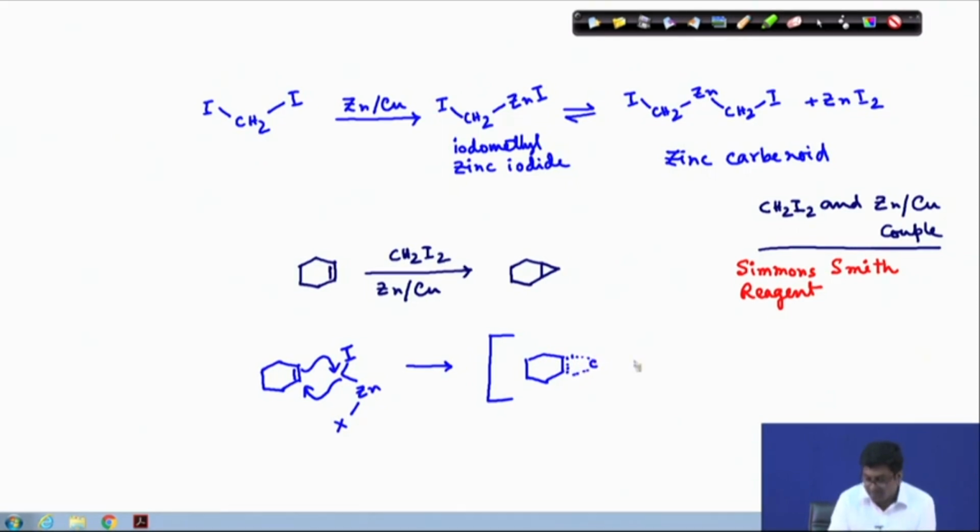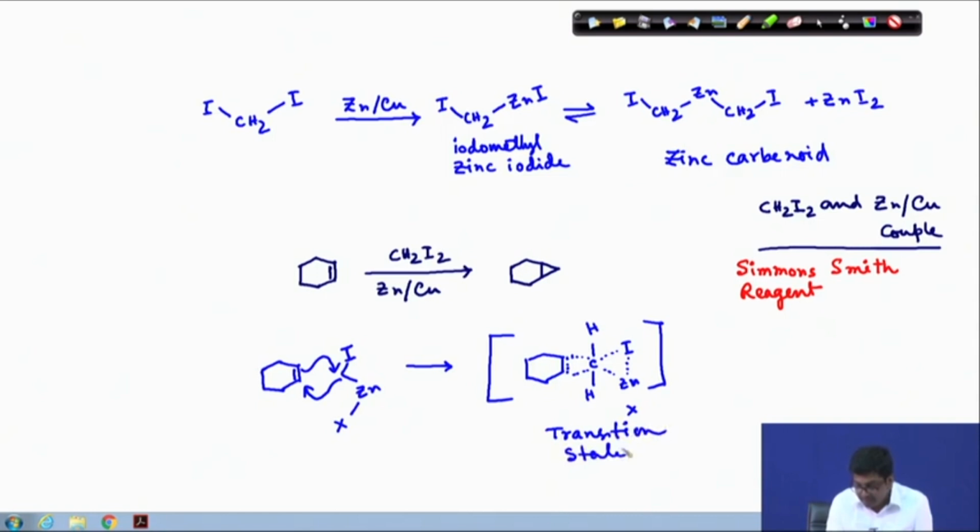Okay. Next, these are the 2 hydrogens, that is over here. Now, this is the corresponding active species. So, this could be the probable transition state. Through it these reactions can happen.